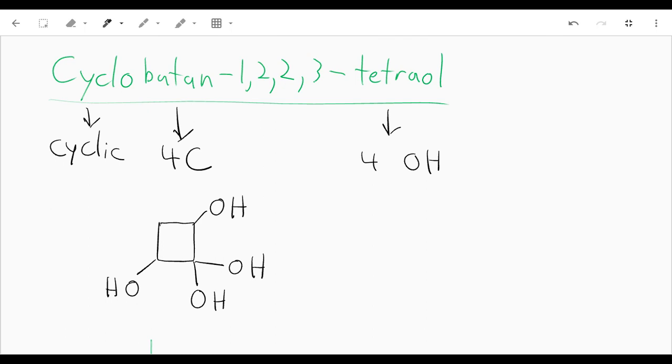So it works pretty much the exact same way as we always do it. We start with that core on the inside, which is our 4 carbon ring that goes along with the cyclobutane. And then we just add in all of the substituents.